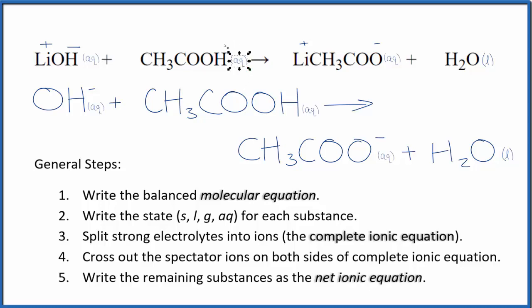The trick here really is to realize this acetic acid, CH3COOH, is going to be aqueous. It will dissolve, but because it's a weak acid, it won't dissociate into ions, so we don't split it apart in our net ionic equation.